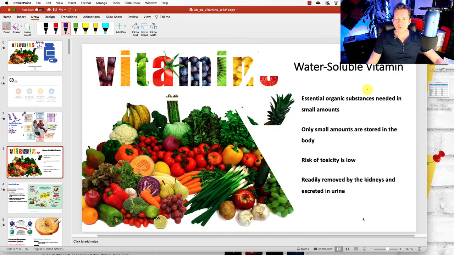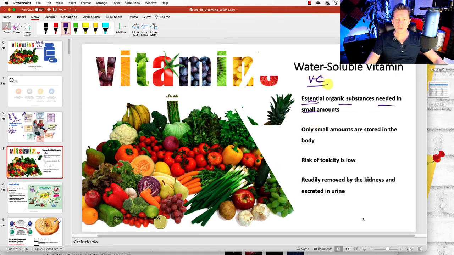The water-soluble vitamins are essential organic substances that are needed in small amounts. Essential: we must get them from food. Vitamin K, which is a fat-soluble vitamin, and biotin, which is a water-soluble vitamin, are synthesized by bacteria, so the bacteria can make them. But overall, generally looking at vitamins, they are essential. We must get them, especially vitamin C, for example.